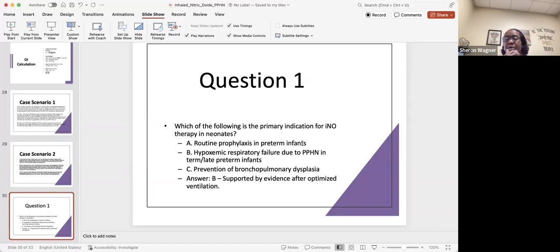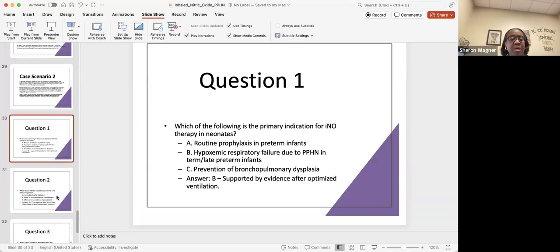So which of the following is a primary indication for nitric oxide therapy in neonates? Routine prophylaxis in preterm infants, hypoxemic respiratory failure due to PPHN in the term or late preterm infant, or prevention of BPD. So of course, the natural answer is B, and it is supported by evidence after optimized ventilation and oxygenation strategies.